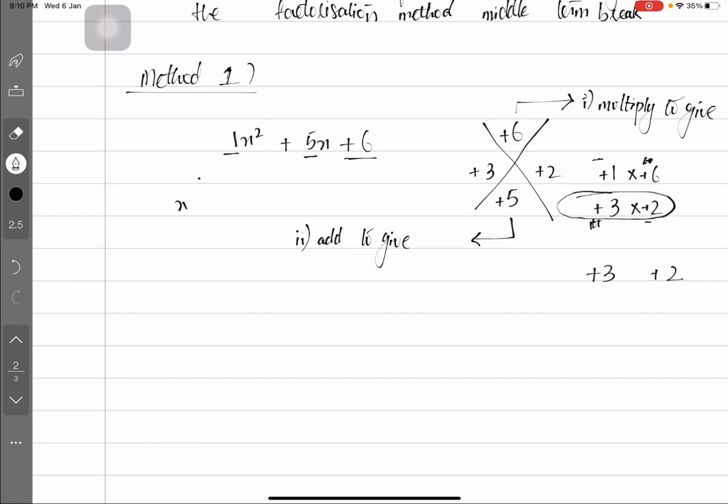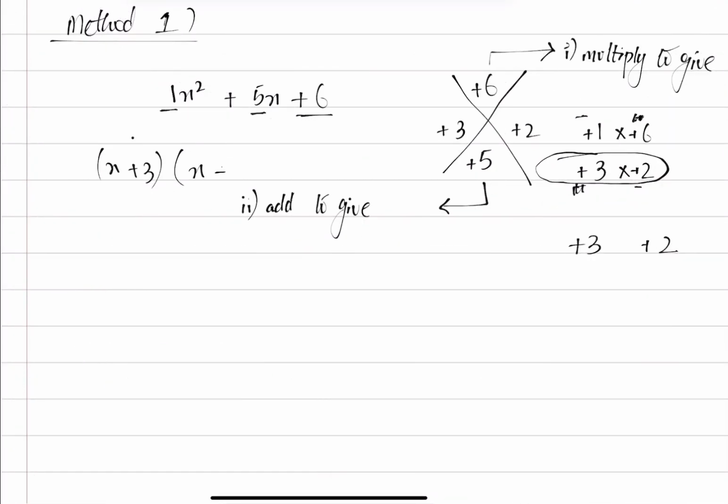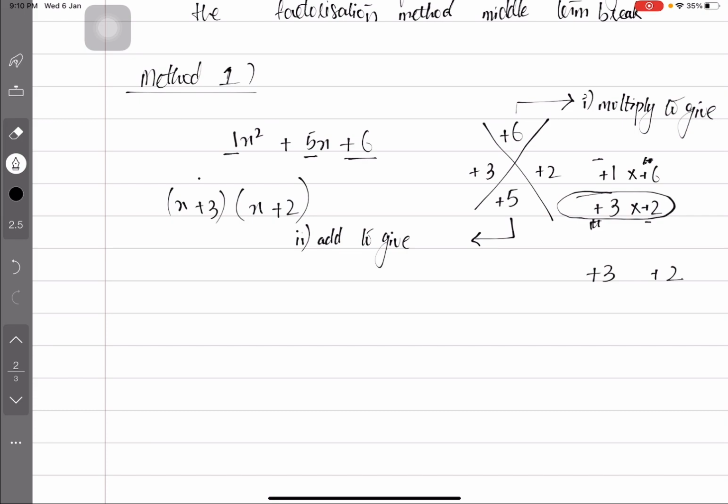Now, since we have our final pair, we'll just fill the cross with these two numbers and write the final equation using the given pair. We'll add one of these with plus 3 and one of these with plus 2. So the final equation that we'll have, the solution to this, would be x plus 3 into x plus 2.